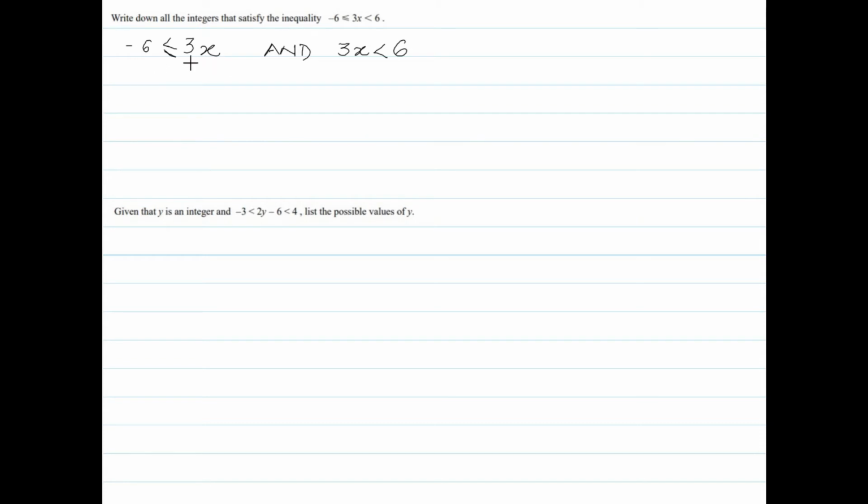Now we need to simplify this part. We need to know the range of values of x. To simplify this, we divide both sides by 3. So let's divide both sides by 3. So this comes to minus 2 is less than or equal to x. So x is greater than or equal to minus 2.